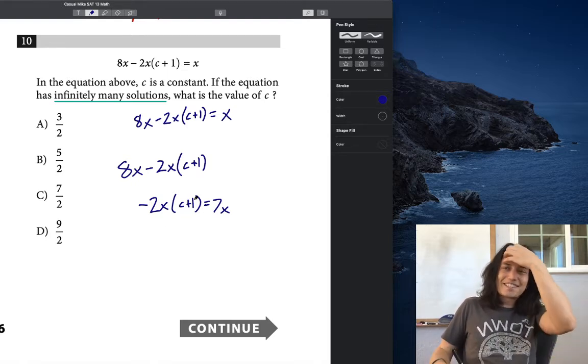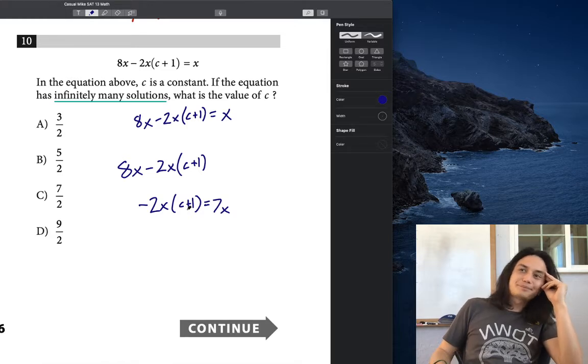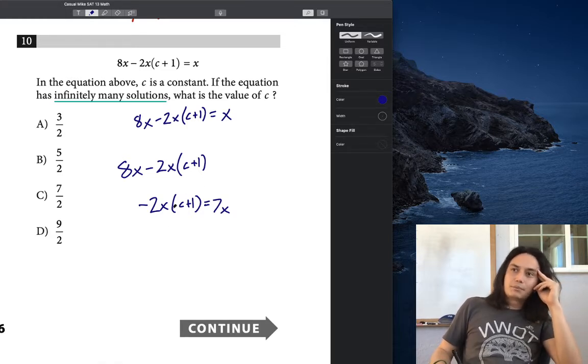And this is the beauty of the SATs. I'm doing some dumb stuff right now, but it's going to end up working because the principles are sound. And just because it's not the fastest or smartest way of doing it doesn't make it wrong. I'm going to keep going here.